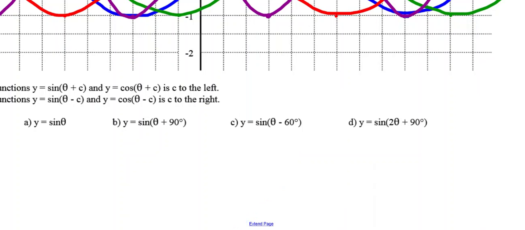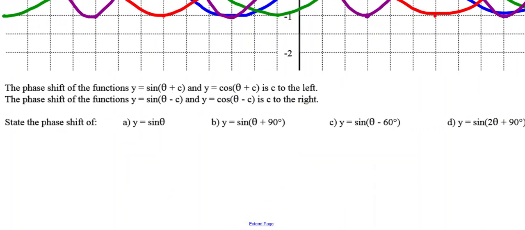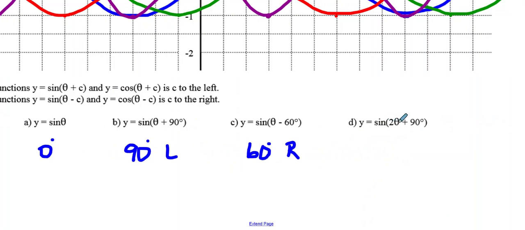Alright, so we did this sort of on the fly, but we can fill it in now. The phase shift for y equals sine theta is 0. Okay? There is no phase shift. Here, you're going 90 degrees left. I'm just going to do this quickly. So here you're going to go 60 degrees to the right, because it's negative. And with this one, we had to factor, and we went 45 degrees left.